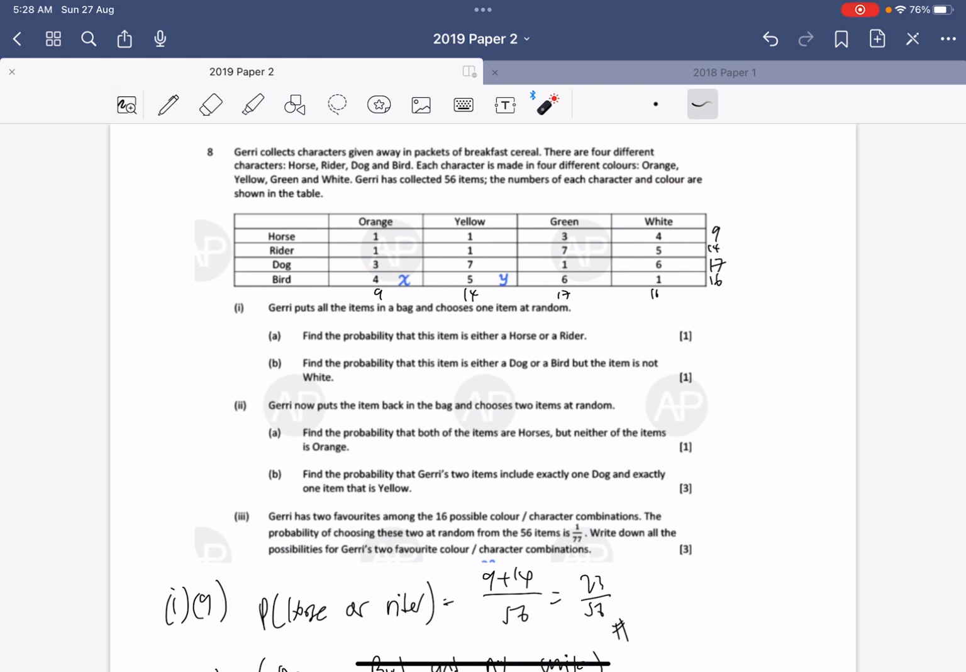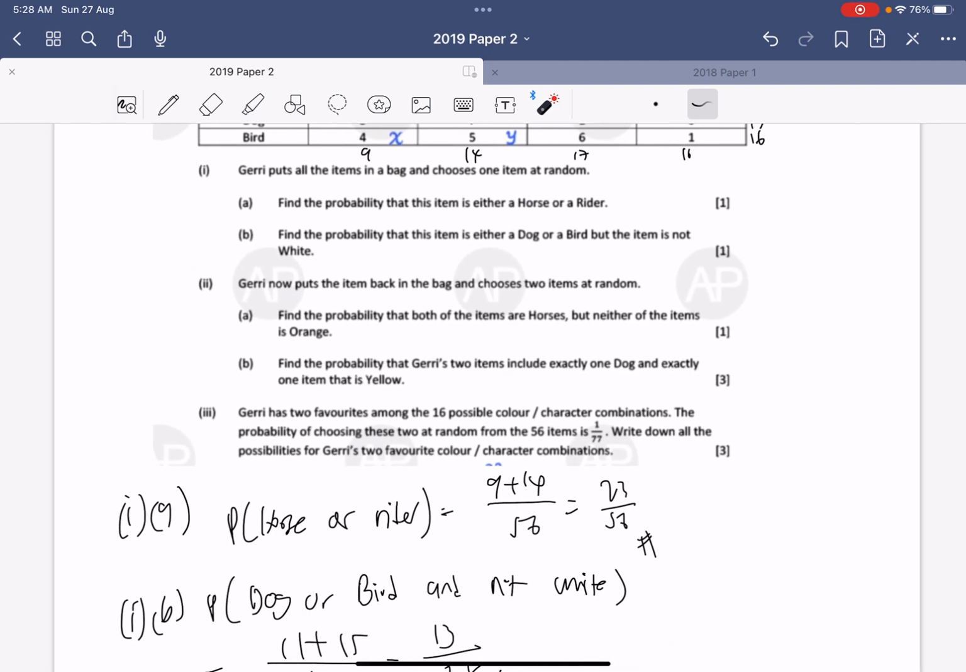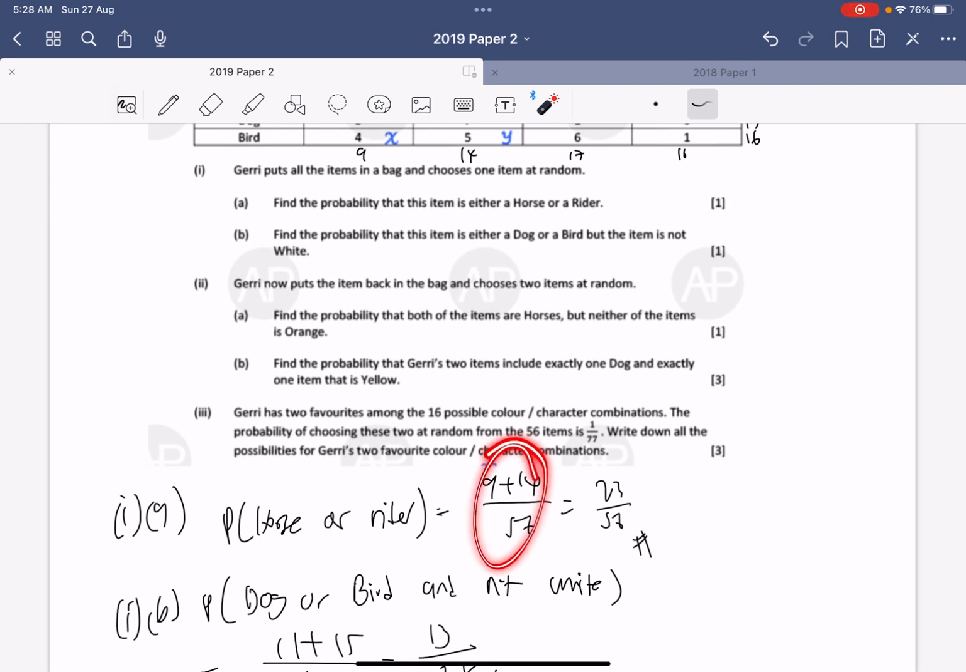This is the number of characters and colors that you get. Then you put all these in a bag and you choose one item. Find the probability that it's either a horse or a rider. So the number of horses is 9 and the number of riders is 14. So being either a horse or a rider means it's just 9 plus 14 over the total number, which is 56. So it is 23 over 56.